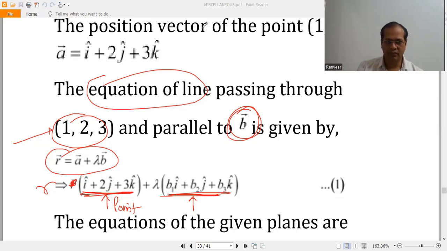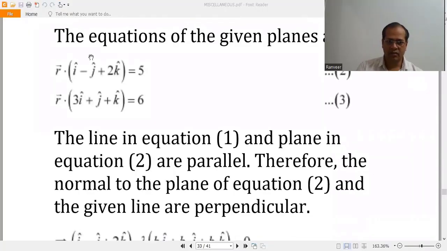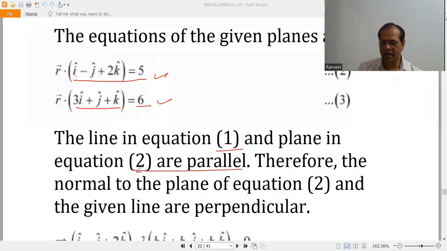After that, the equation of the given planes. Two planes are given: r dot (i minus j plus 2k) equal to 5, and r dot (3i plus j plus k) equal to 6. These are the two planes. The line in equation 1 and the plane in equation 2 are parallel, it is already given. So if the line and plane are parallel, the normal to the plane of equation 2 and the given line are perpendicular. This is the important concept here.